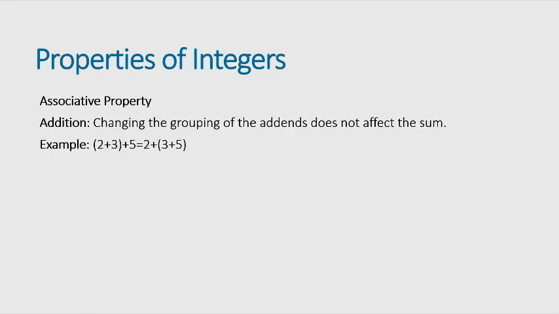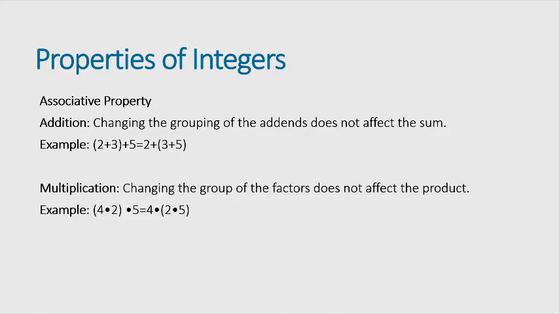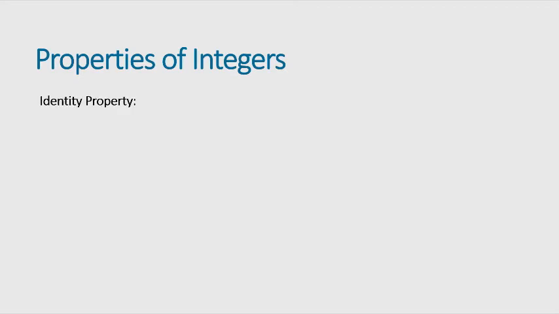Then is the associative property. So for addition, it states that changing the grouping of the addends does not affect the sum. For example, the sum of 2 and 3 added to 5 is equal to the sum of 5 and 3 added to 2. So for multiplication, changing the grouping of the factors does not affect the product. Just like the product of 4 and 2 multiplied by 5 is equal to the product of 2 and 5 multiplied by 4.